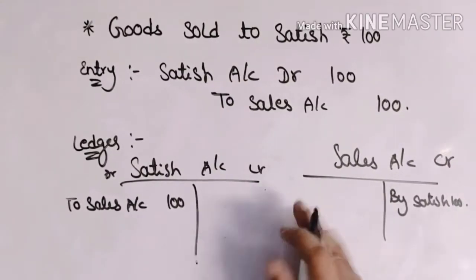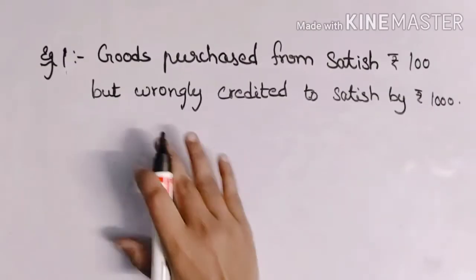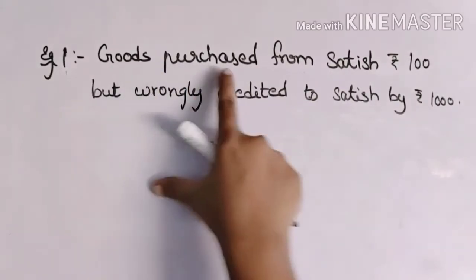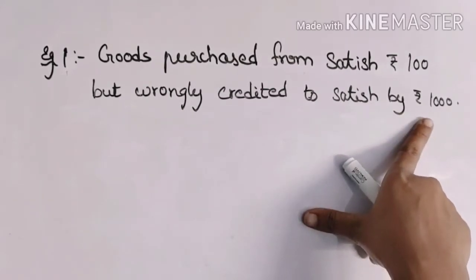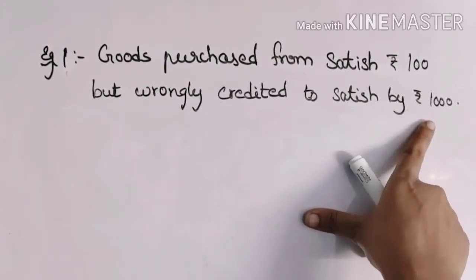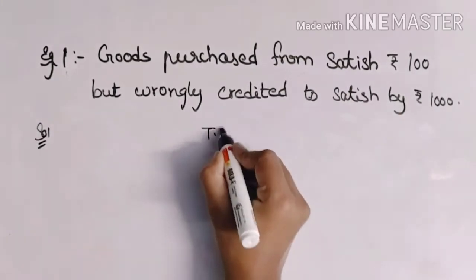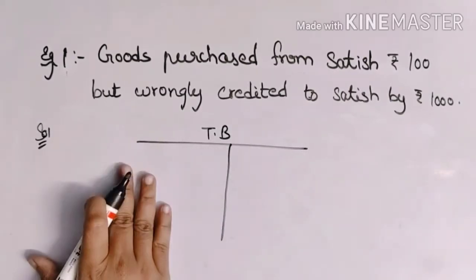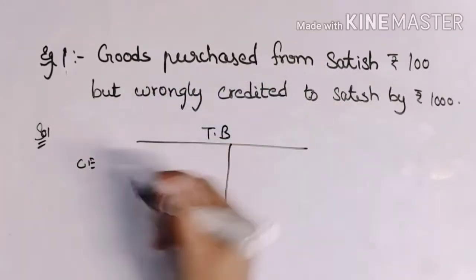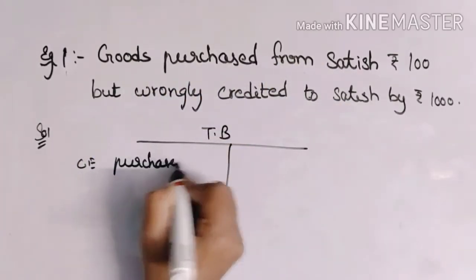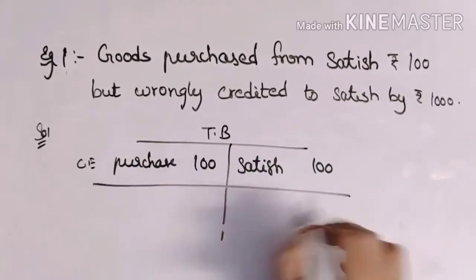Now we will start how to rectify if there is any error in this posting. Okay. So here in the first example we have taken goods purchased from Satish ₹100 but wrongly credited to Satish account by ₹1000. So this is one type of error that has taken place in the ledger account. Now how we will solve this: just draw an extract of trial balance like this. Okay, this is the debit side and this is the credit side. What is the correct entry? Goods purchased from Satish, purchases account debit to Satish account, the correct amount is 100 rupees and 100 rupees. This is the correct entry.